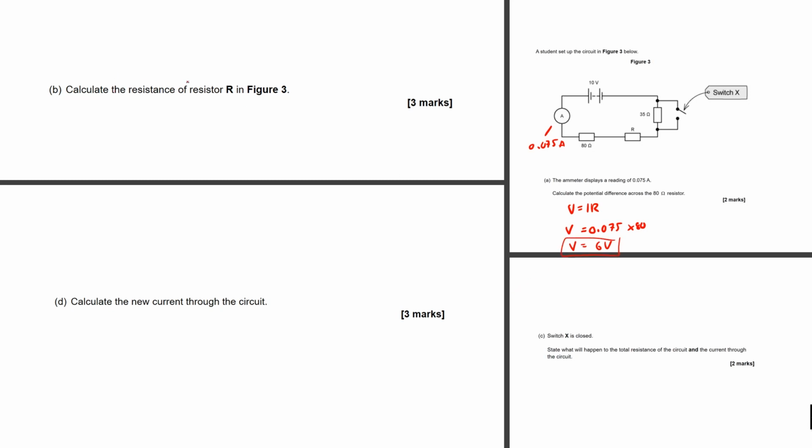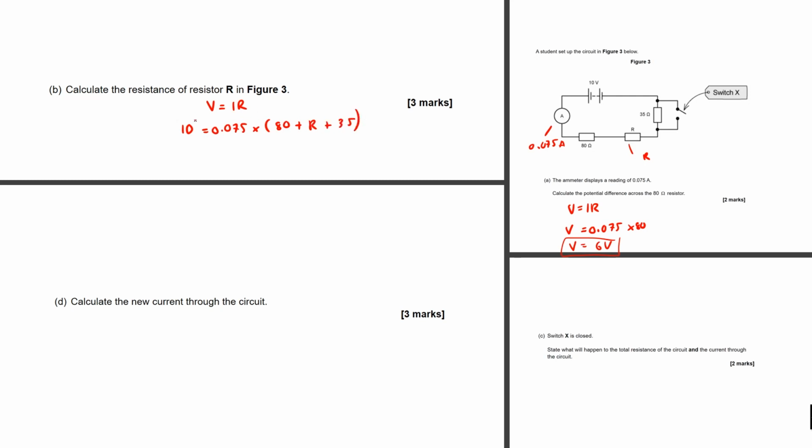Question B. Calculate the resistance of R in figure 3. So this is R over here. We know, first and foremost, that V equals IR. We know what the current is, and we know the voltage. The total voltage is this, 10. The current is 0.075. And we know the total resistance: 80 plus R plus 35.